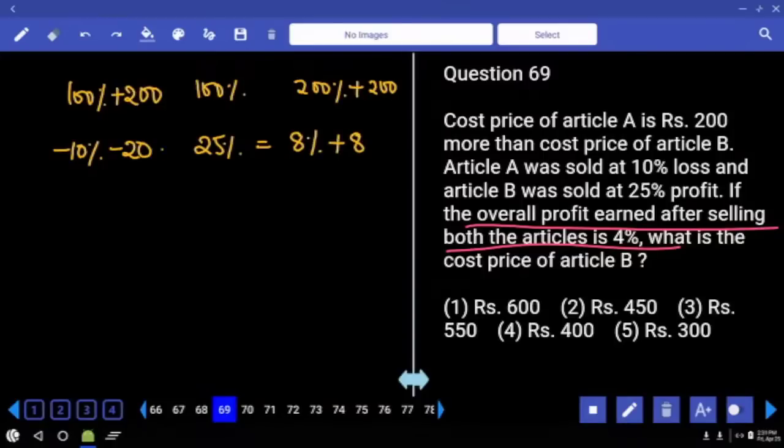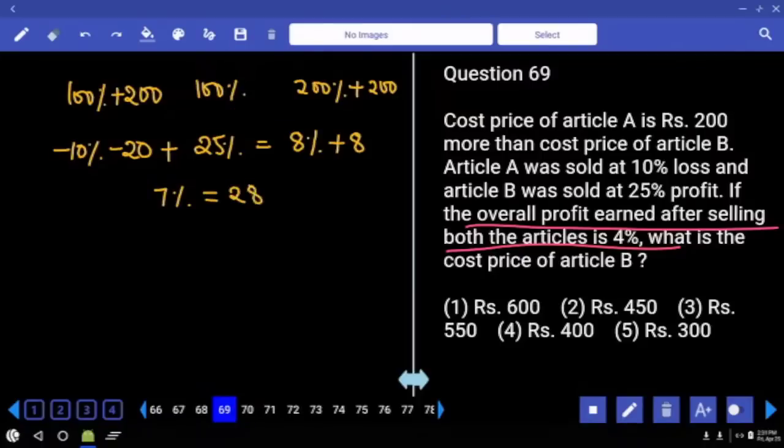So the loss obtained on the first item and the profit obtained on the second item, both together, should be equal to 8% plus 8. Are you okay? Now, what are the percentage values on the left hand side? 15. 8 comes to the left hand side, becomes minus 8. 15 minus 8, 7%. Minus 20 goes to the other side, becomes plus 20. Already 8 is there, so it is 28.